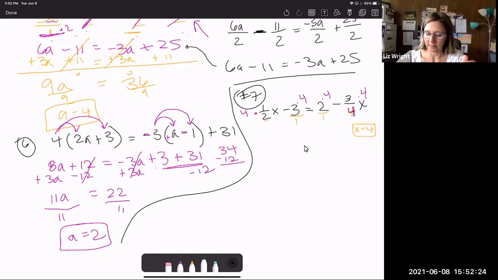So then what happens? This becomes a 1. That becomes a 2. So I'm going to get 2x minus 12 equals 8. The 4's cancel, and I get negative 3x.